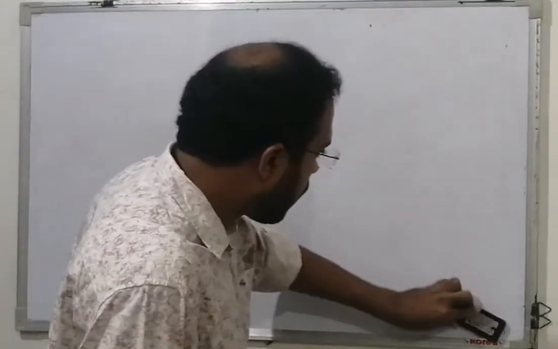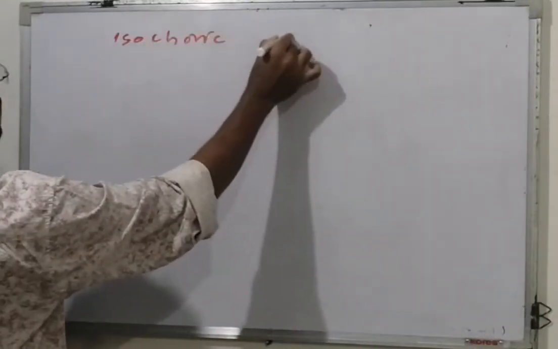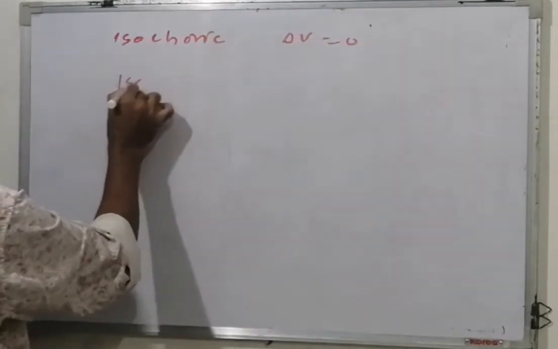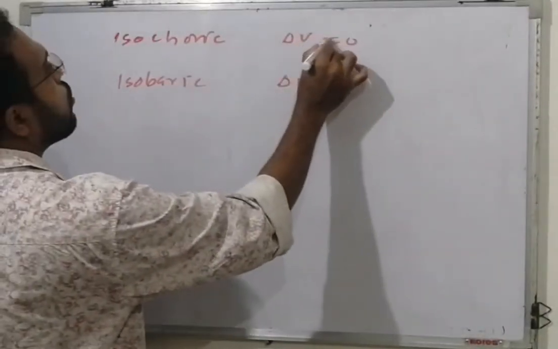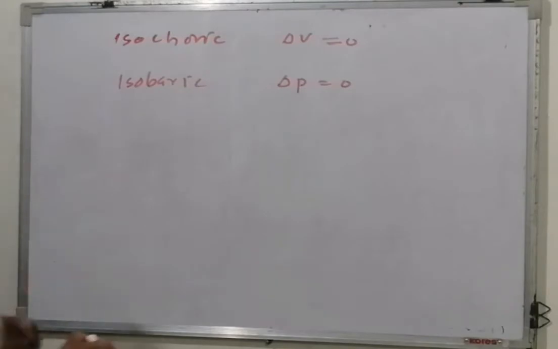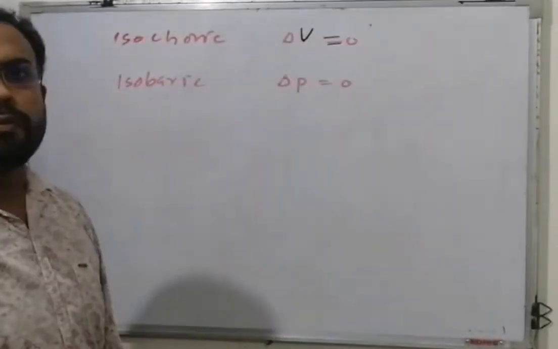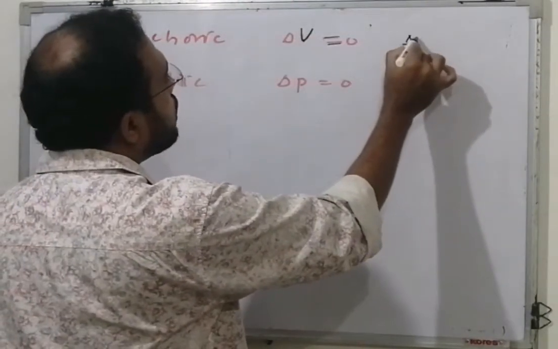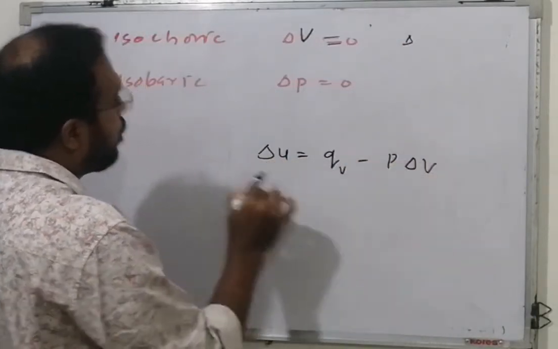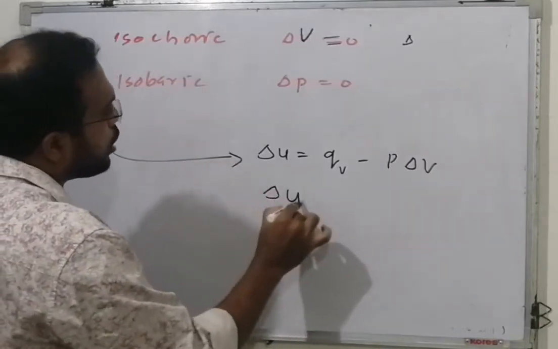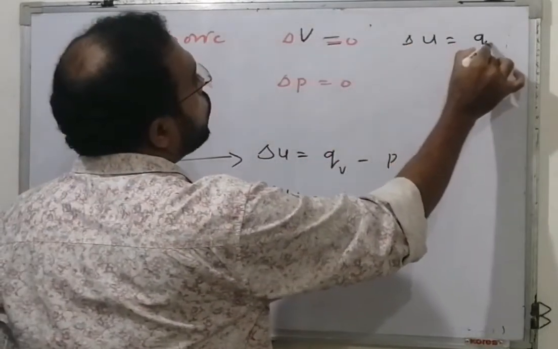Now, third is, as usual, isochoric, delta V is equal to 0. Isobaric, delta P is equal to 0. For an isochoric process, we know that delta U is equal to QV minus P delta V. For an isochoric process, delta V is equal to 0, so delta U is equal to QV.